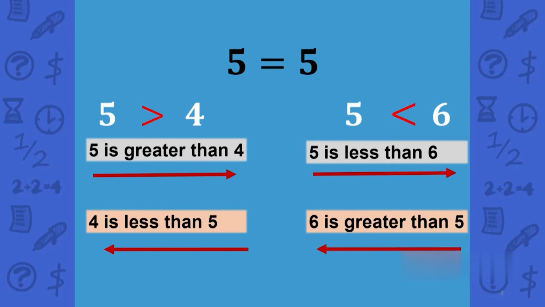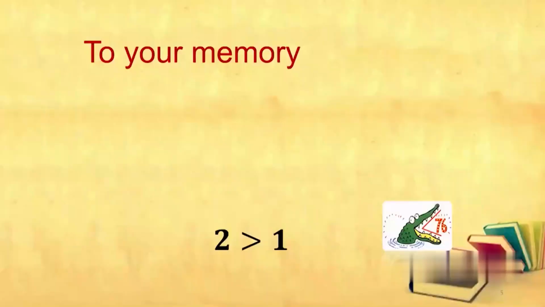Read those inequalities. Then we can use them normally. An inequality we can read normally, starting from the unknown term. Look at that. Now let's move on to the other slide. To your memory.